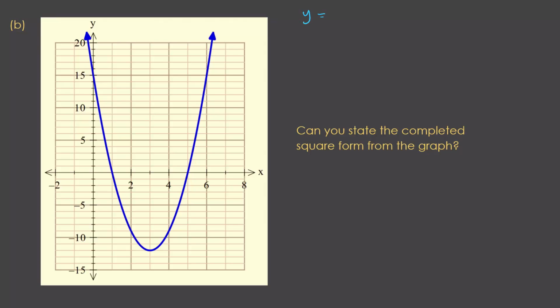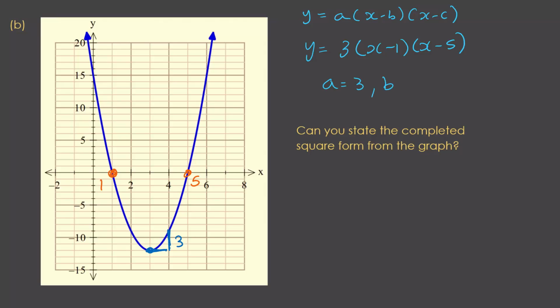Now we want to do the same thing here, which is in the form a(x minus b)(x minus c), and of course the factorized part is found from the roots, which we can see are at 1 and at 5. So we've got (x minus 1)(x minus 5). And then we can go to the vertex and go 1 unit across, and that goes 3 units upwards. So that makes the a 3. So a is 3, b is 1, c is 5.